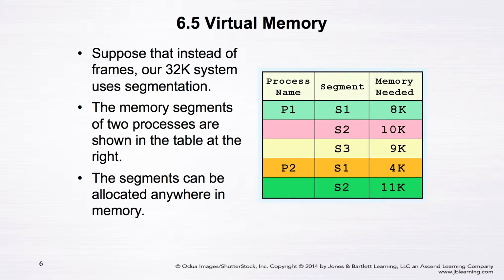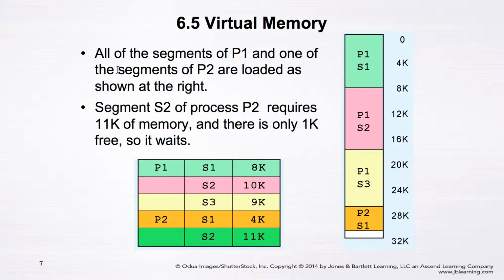With that scheme, we can see that all the segments of P1 and one segment of P2 can be loaded into the memory. P1 S1 takes 8 kilobytes, P1 S2 takes the next 10 kilobytes, P1 S3 takes the next 9 kilobytes, and P2 S1 takes the next 4 kilobytes. So you can fit 31 kilobytes into the memory, with 1 kilobyte remaining right here. That 1 kilobyte does not fit segment 2 of process 2, which requires 11 kilobytes. So this segment needs to wait until one of the segments is freed.